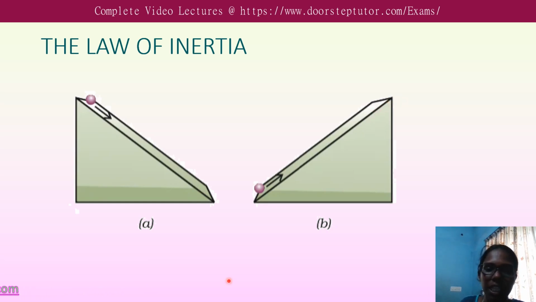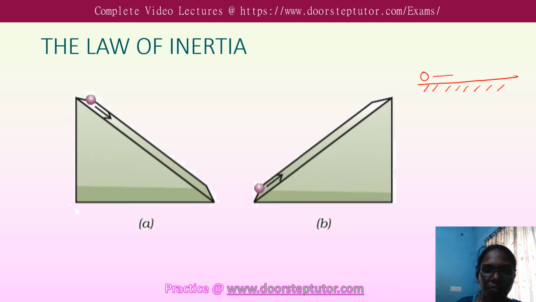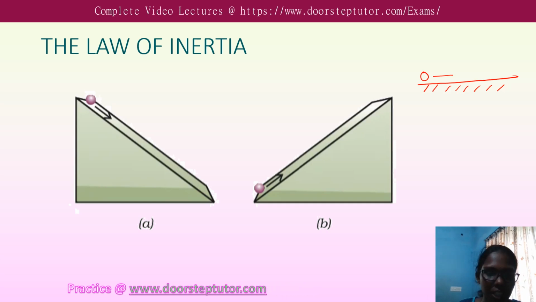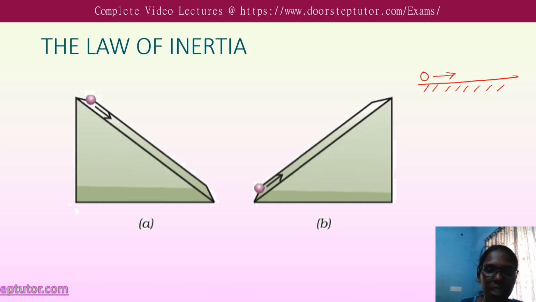So now imagine that it is moving in a straight line. Imagine that this is a horizontal surface, and this object is moving on this horizontal surface. So this object on a frictionless horizontal plane must have no acceleration and no retardation. That means it should be moving with a constant velocity.